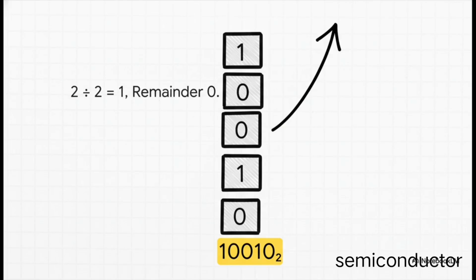So now for the big reveal. We take that very last quotient, which is 1, and then read all our remainders from the bottom up. So that gives us 1, 0, 0, 1, 0. And there it is, 1, 0, 0, 1, 0, exactly the number we saw at the very beginning.